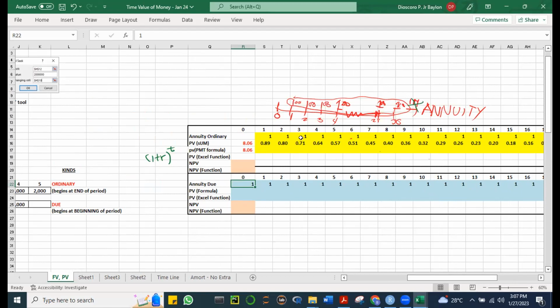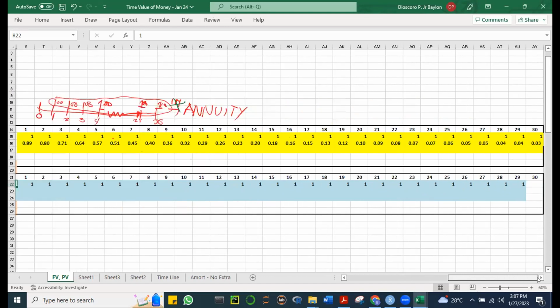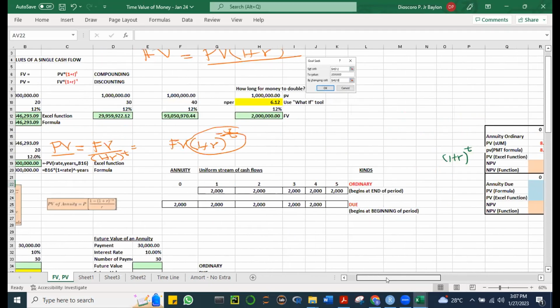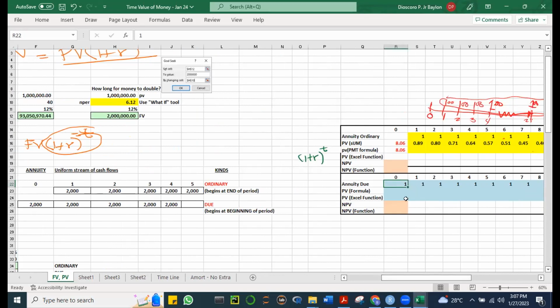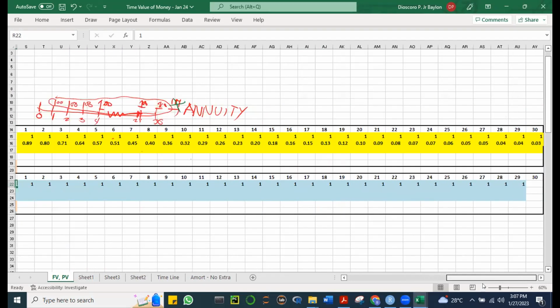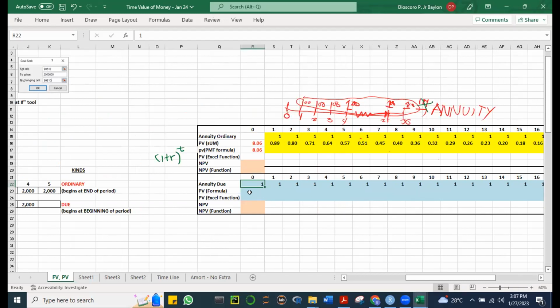So the one above is an annuity of 30 years. This one also 30 years. But you can see here that there's no more cash flow at the end because the cash flow started at the beginning of the year. So may I ask you to compute now this one using PV and then add it here, and let's see how much is the present value of an annuity of 1 of 30 years at 12% if it's annuity due.